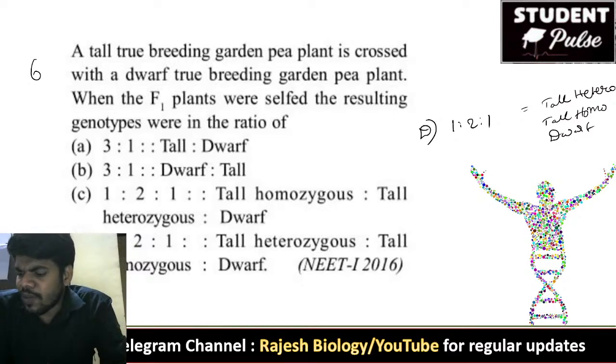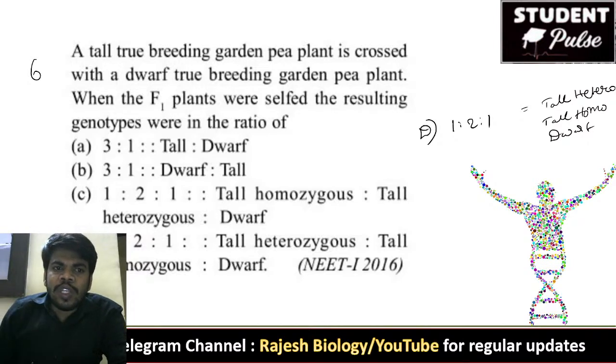The remaining options are visible in this, I think. Dinesh says 3 is to 1, tall and dwarf. Dinesh, you have to read the question once again. In the question, they mention genotypes. Still, your answer is A, Dinesh.